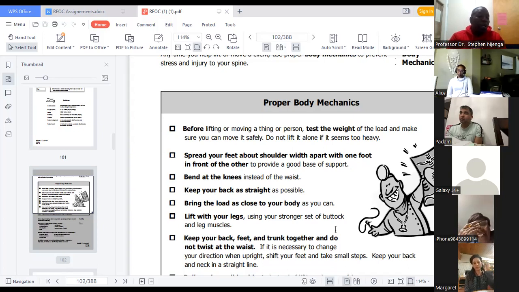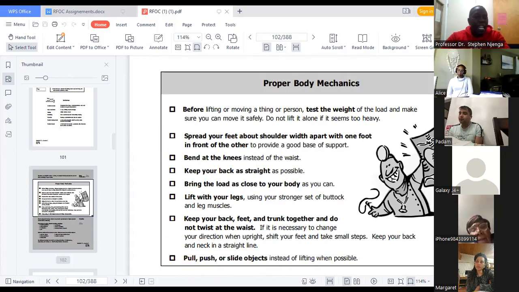Well, if you twist the waist when you're transferring a client, the probability is that you're going to cause your back to have a strain, and that may give you a lot of problems. If it is necessary to change your direction when you lift, shift your feet, take small steps, and keep your back and neck in a straight line.